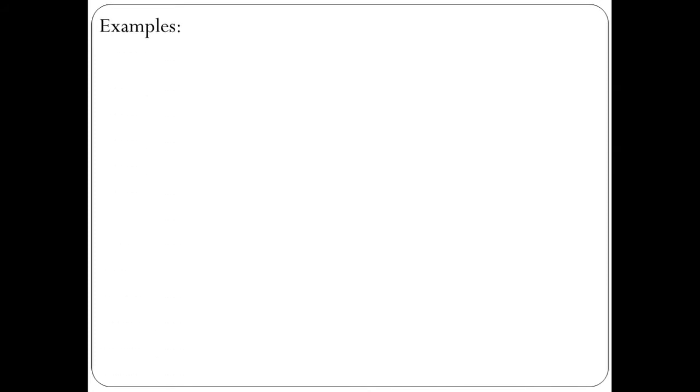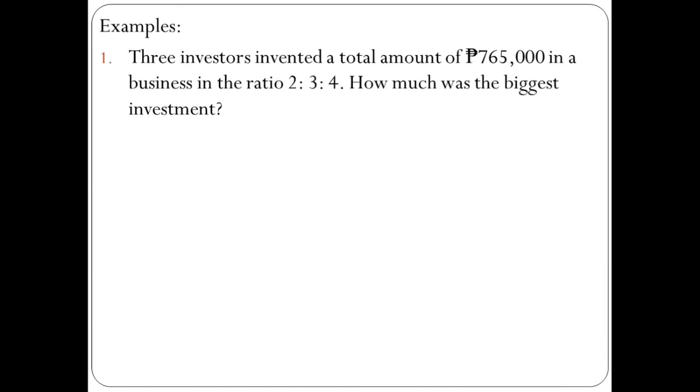Okay, so example number 1. 3 investors invested a total amount of 765,000 pesos in a business in the ratio of 2:3:4. So how much was the biggest investment? Okay, so we have 2:3:4. So yung pinapahanap sa atin is the biggest investment.